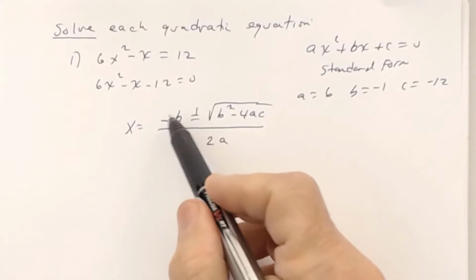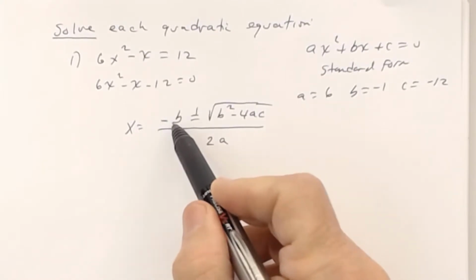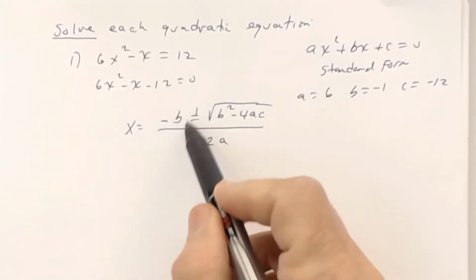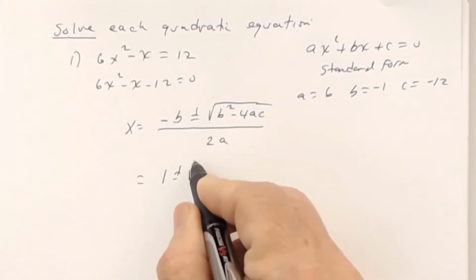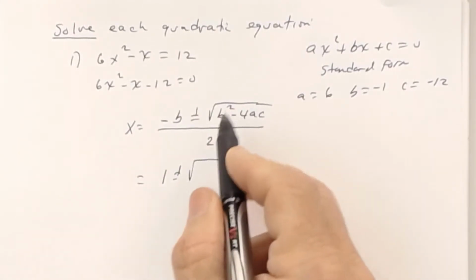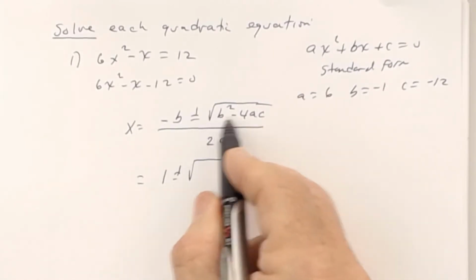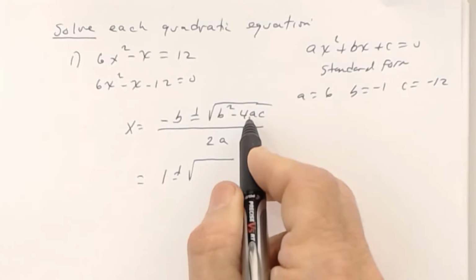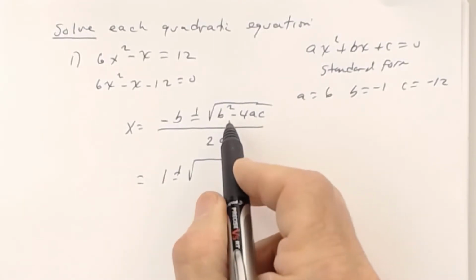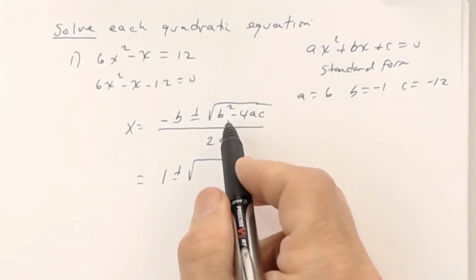So this says I take the opposite of b, right? That's what this says. So if b is a negative 1, what does this term become? Positive 1. Plus or minus the square root of. And remember, we're going to learn today that this is called the discriminant, that b squared minus 4ac. But for right now, we just called it a radicand. Remember, the radicand is the part that's under the radical.